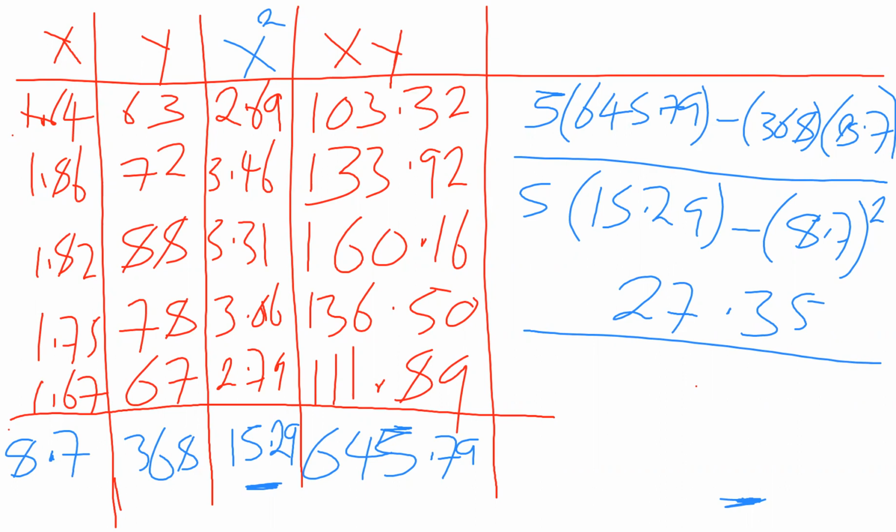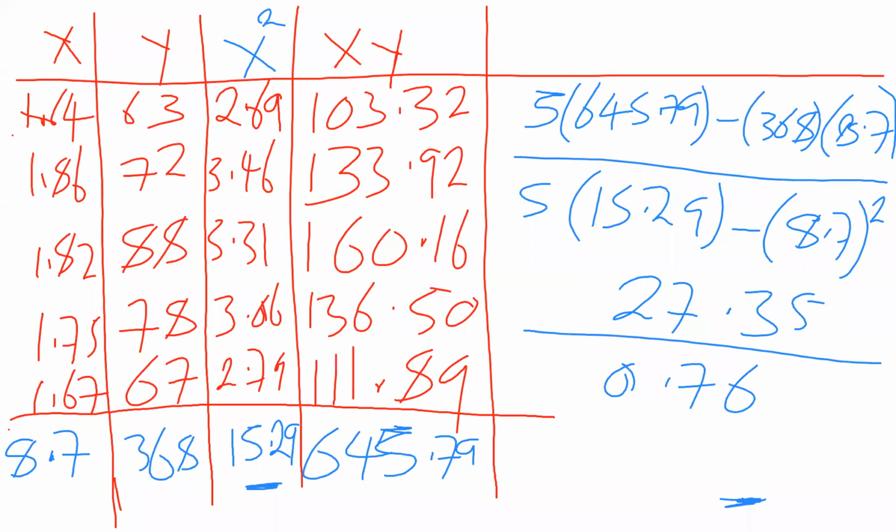People, you have stopped calculating. Yeah, you command your calculator the way it appears here. 5, open the bracket, 15.29, you close, minus 8.7, then you square. Okay. 0.76. 0.76.